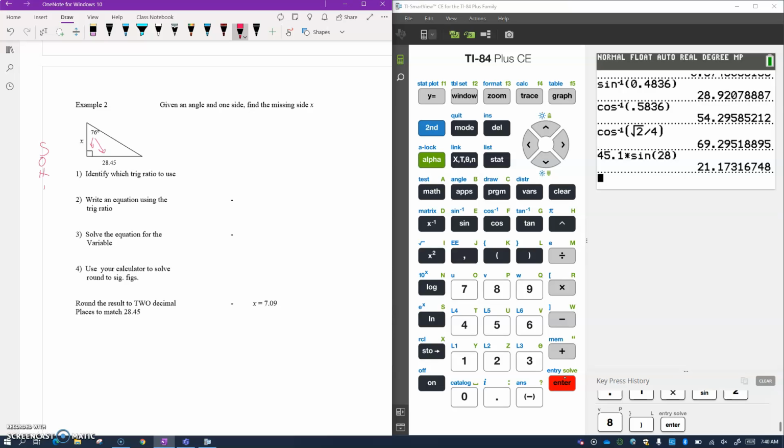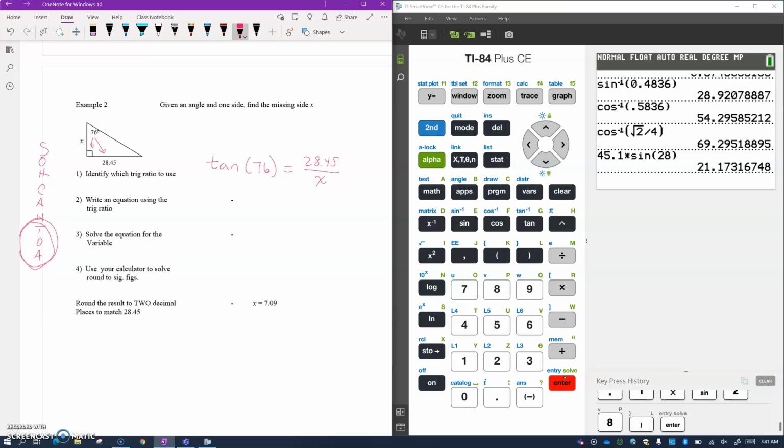So I think of my SOH, CAH, TOA. And tangent, TOA, is opposite over adjacent. So I'm going to say tan of 76 equals opposite 28.45 over adjacent x. All right, and that's our initial setup. Now, this is the type that everybody always makes a mistake on, where the x is in the denominator. So we need to be really careful when we solve these.